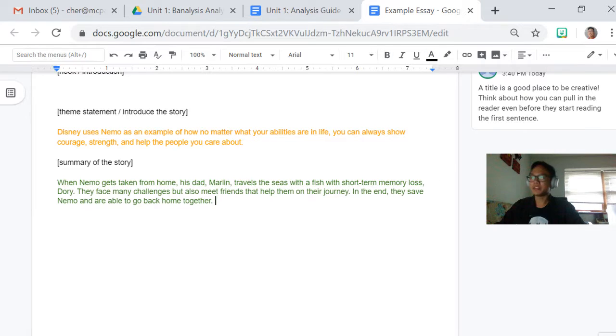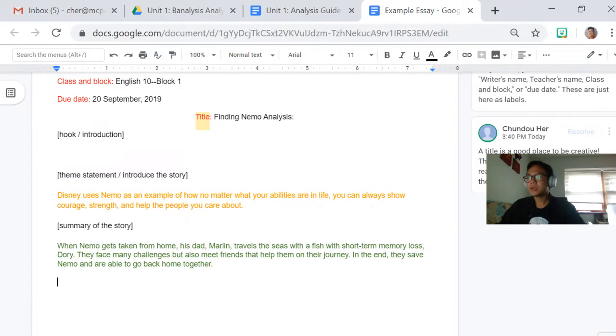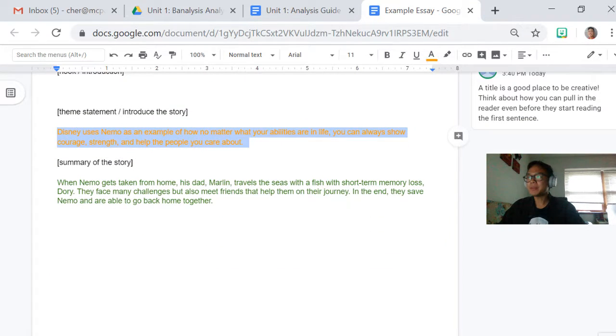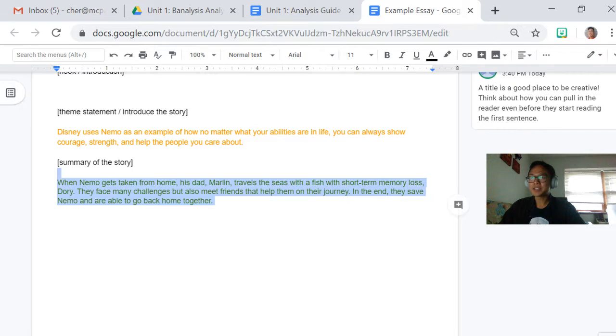Let's go ahead and take a look at the next section. So you see here, I've got my theme statement going down into a summary of the story, making sure that transition flows nicely. Okay, so what comes next? Because this summary is very short, and you want it to be short. You never want your summary to be more than 2 to 3 sentences, because as you bring up more facts about the story, your reader is going to understand more about the story. You do not want to go in detail about what the story is.